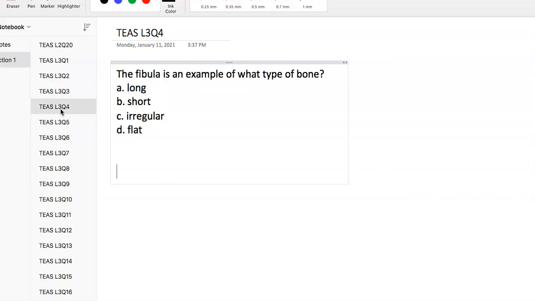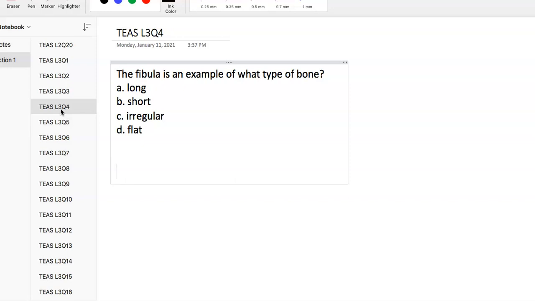Okay, question 4, the fibula is an example of which type of bone? The answer that we want is long bone. So let's go over this a little bit. Long bones are hollow, they are filled with marrow, and they are longer than they are wide. The femur, tibia, fibula, humerus, radius, and metacarpals, those are all examples of long bones.